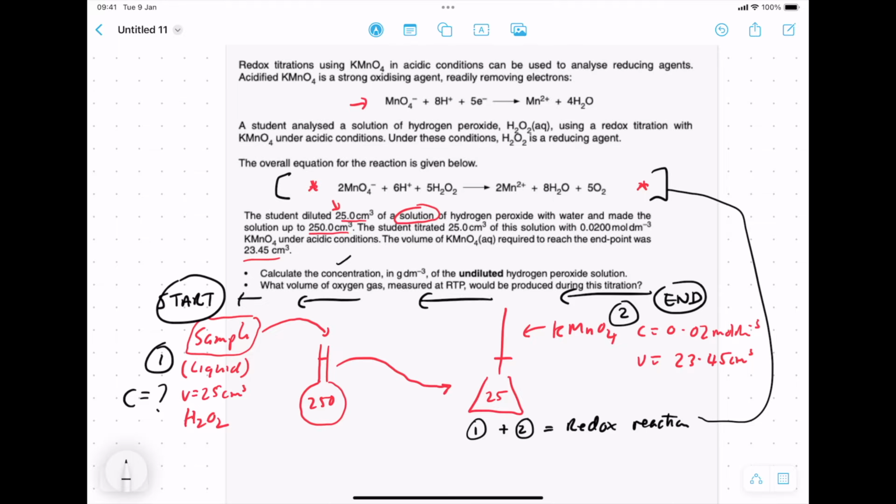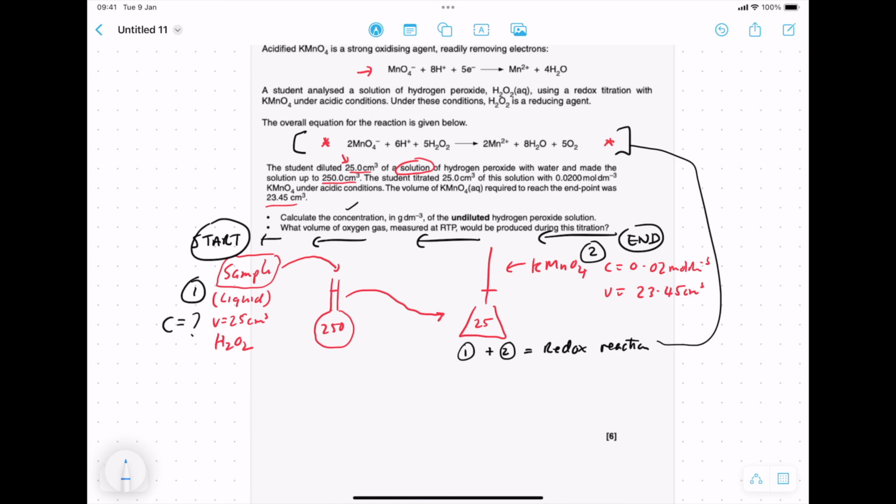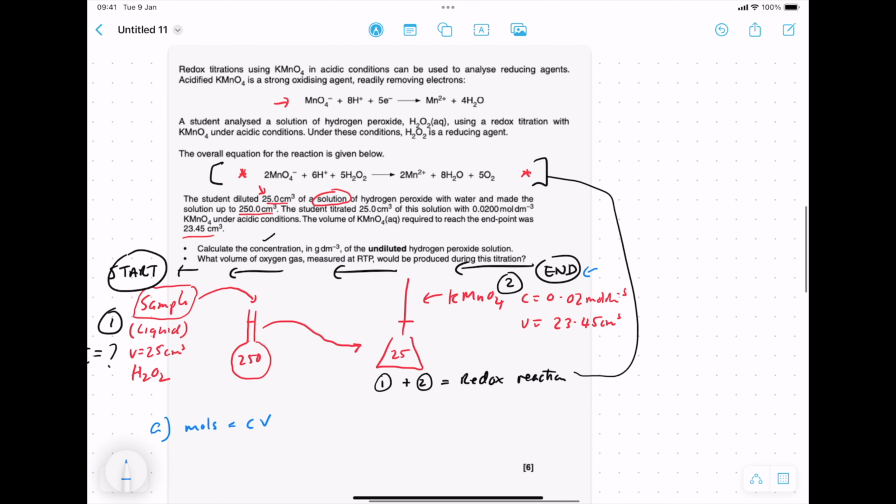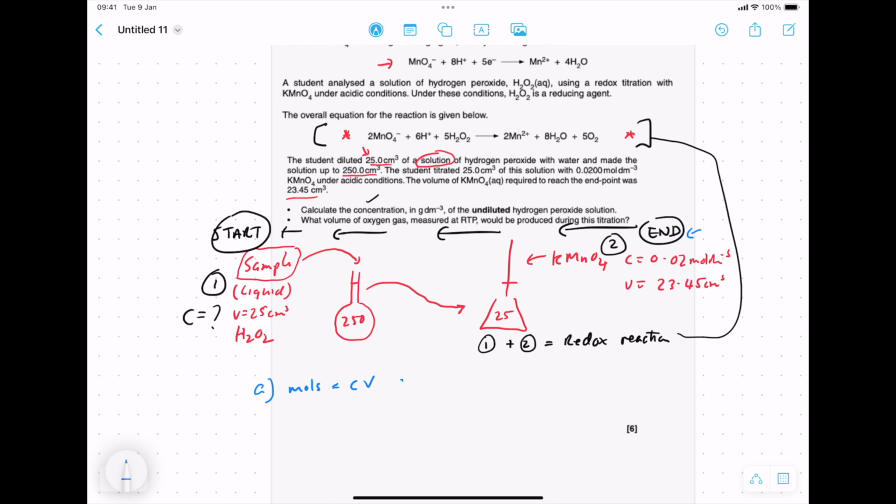So make sure you have your periodic table at hand and calculator, which I've got right here on my desk, as we can do this together. So the first thing I'm going to do is work out the moles of the potassium manganate. Let's call this A, because that is where I start. I start at the end, and I only have information on the potassium manganate. So moles equals C times V. Concentration is 0.02 times the volume.